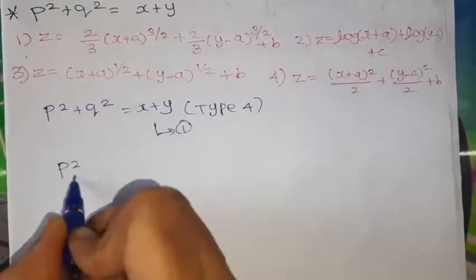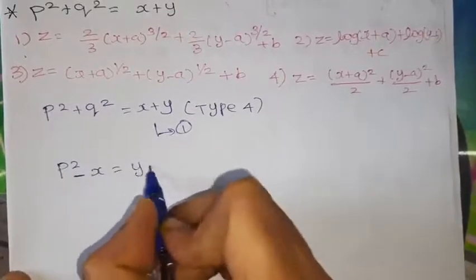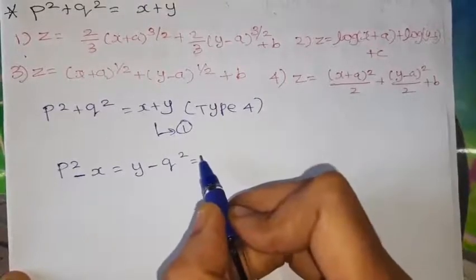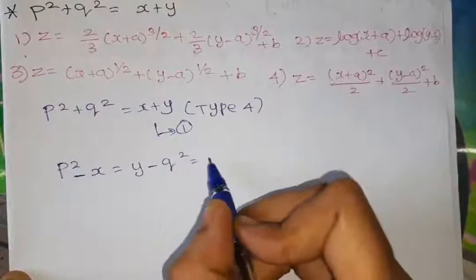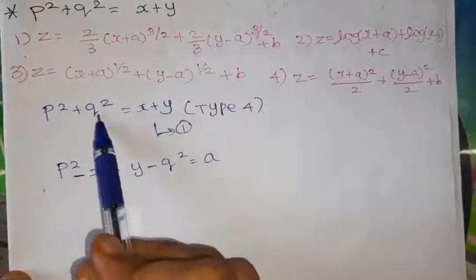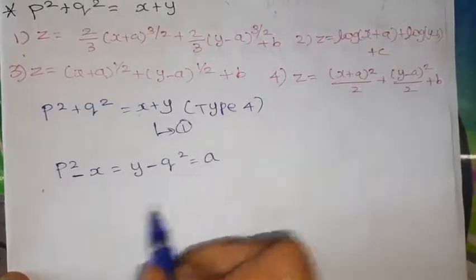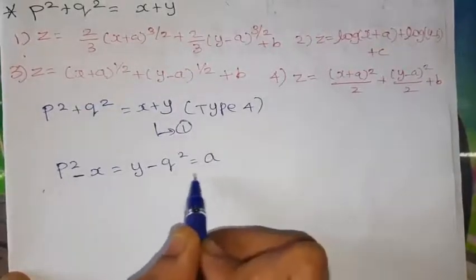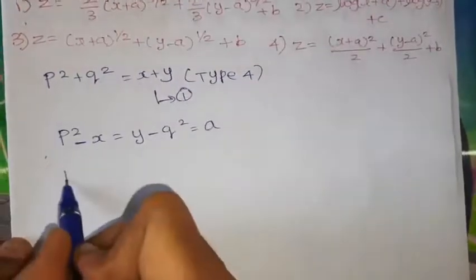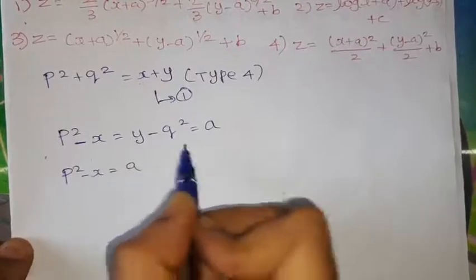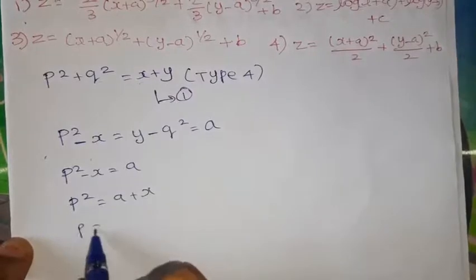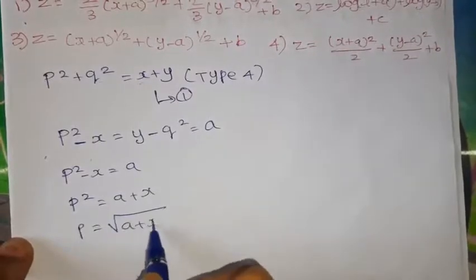So p squared minus x equal to y minus q squared, equating to some constant, say a. So p squared minus x equal to y minus q squared equal to a. Then we need to find the value of p and q. p squared minus x equal to a, then p squared is a plus x. Then what is p? Square root of a plus x.